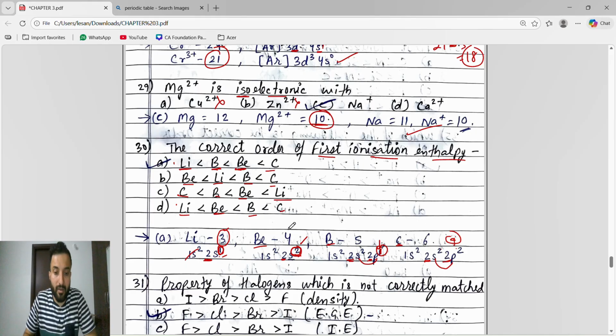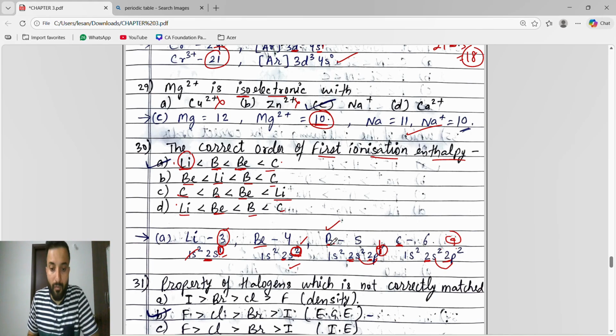Now you can answer why beryllium is placed here and carbon there. The reason behind it, understand guys: why is lithium at the very lowest? Lithium is having just 2s1, so removal of one electron is very easy. Now boron has p with just one electron. But in beryllium we have s with 2 electrons, completely filled. So boron has p with 1 electron, and then carbon has p with 2 electrons.